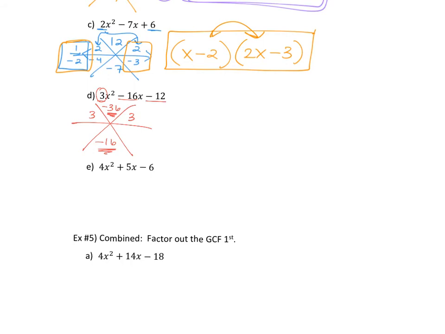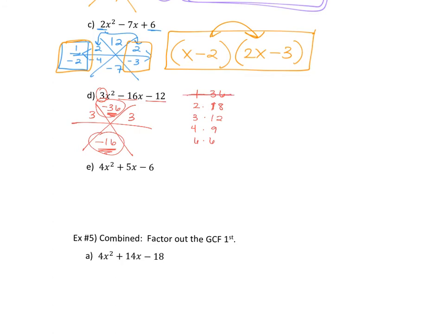And again, you just need to talk through your options. I could do 1 times 36. I could do 2 times 18. I could do 3 times 12. I could do 4 times 9. I could do 6 times 6, right? So I'm looking for what combination of these numbers will get me a negative 36 when I multiply them and a negative 16 when I add them.